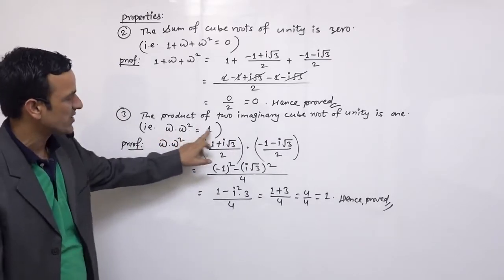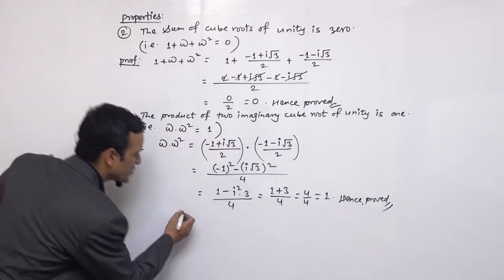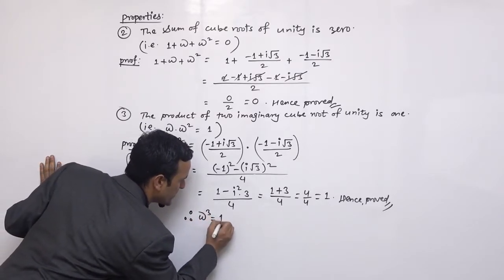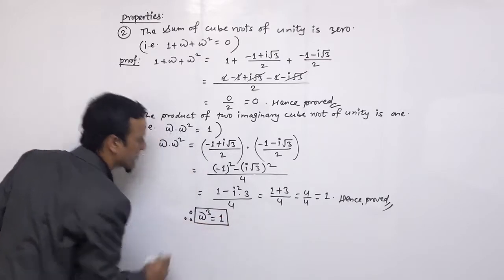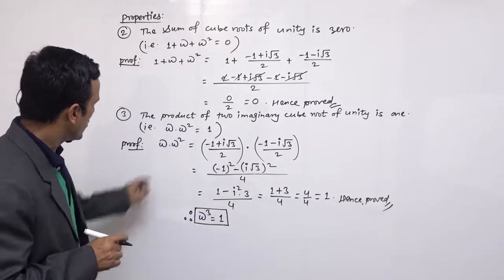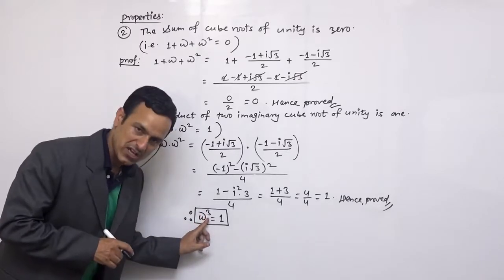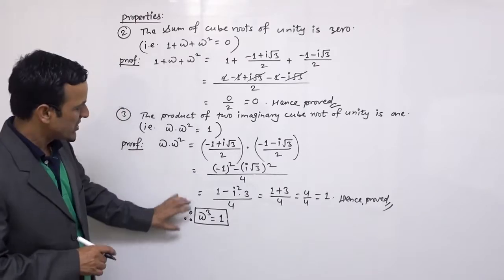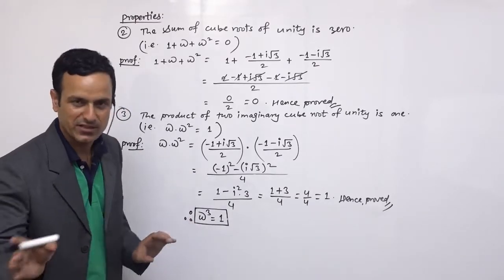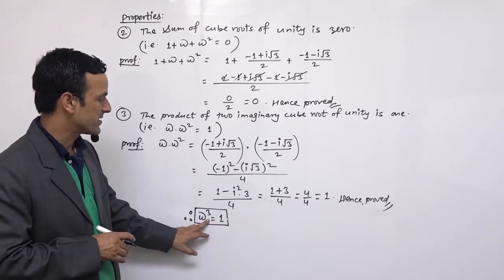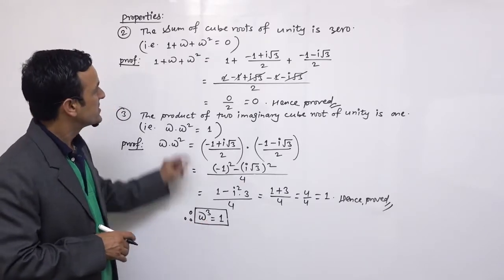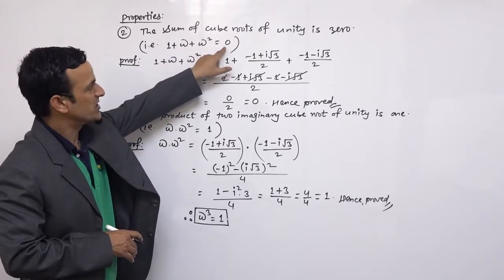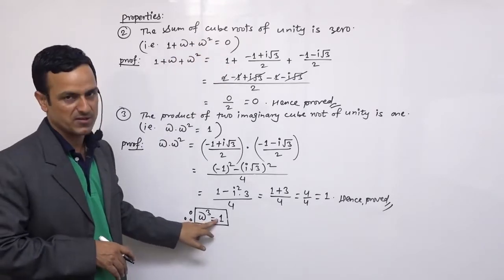So omega into omega square means 1. So in total, therefore, we can write omega square, omega cube is equal to 1. This is the property obtained from this result. Omega into omega square means omega cube and omega cube is 1. So we can use this property while solving the question. So let's remember this formula. This is also formula 1 plus omega square is equal to 0. So this is also one of the formula and this is also one of the formula.